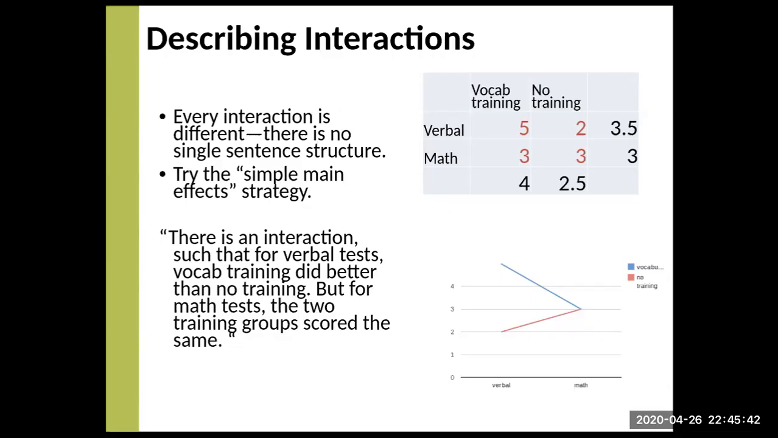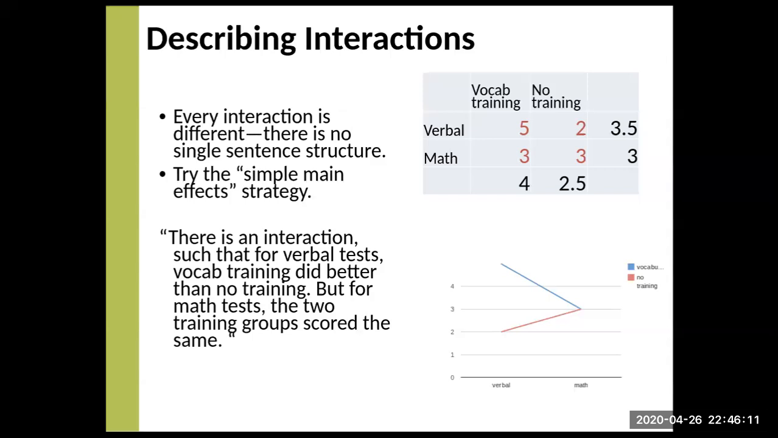Here, looking at the graph, there is an interaction such that for verbal tests, so you're looking at one level of the IV verbal test, and you're going to describe both of the other levels of the other IV on that one. I know that sounds very confusing. There is an interaction such that for verbal tests, vocabulary training did better than no training. But for math tests, they both scored the same. Do you see how that works?